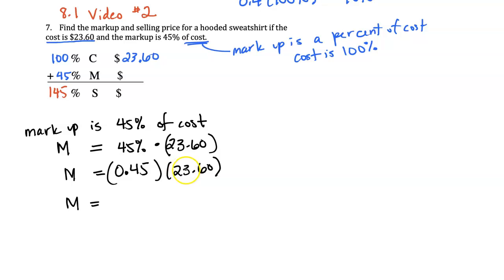Multiplying these two together, I have $10.62. And I can put that into my chart. Then to finish, we can add straight down our cost, $23.60, plus our markup of $10.62 gives us a total of $34.22.